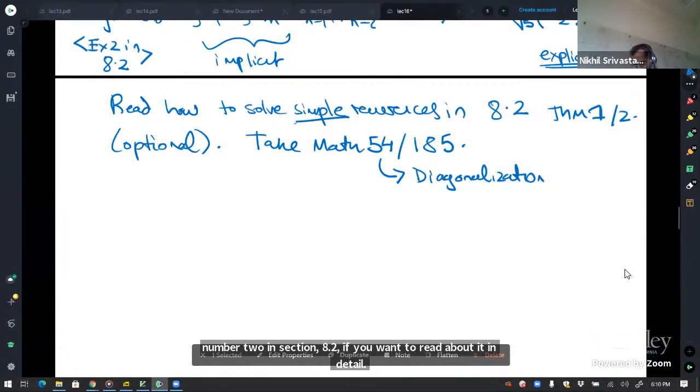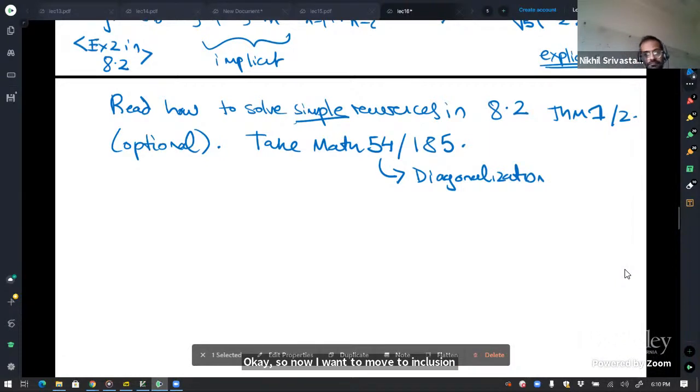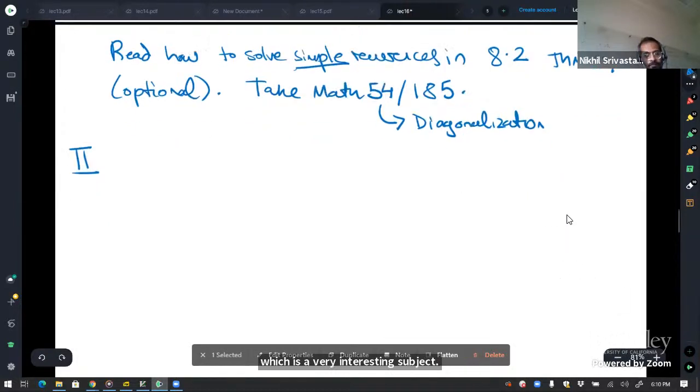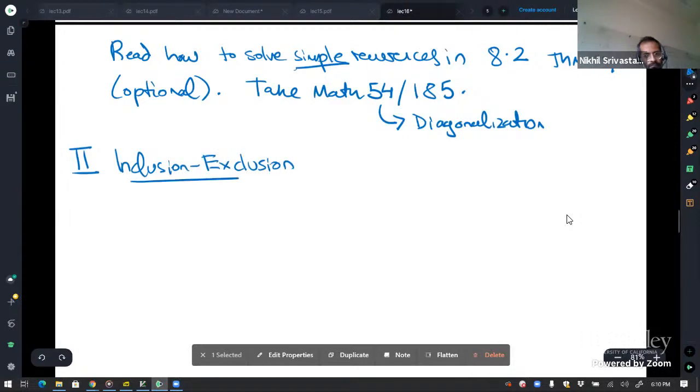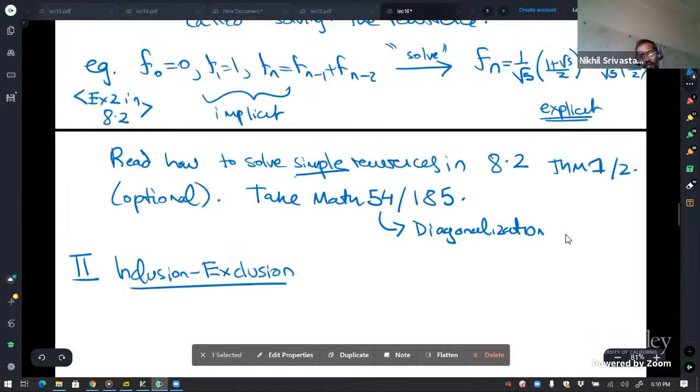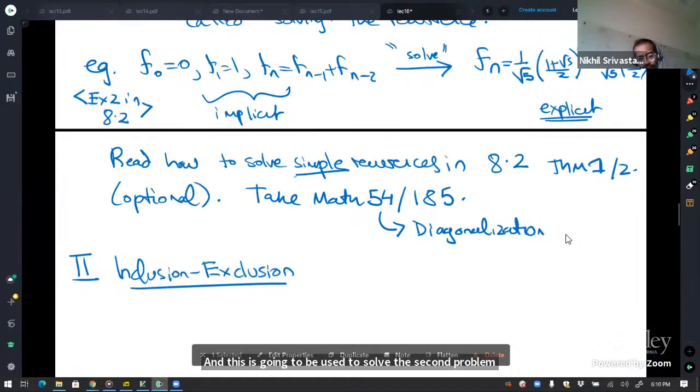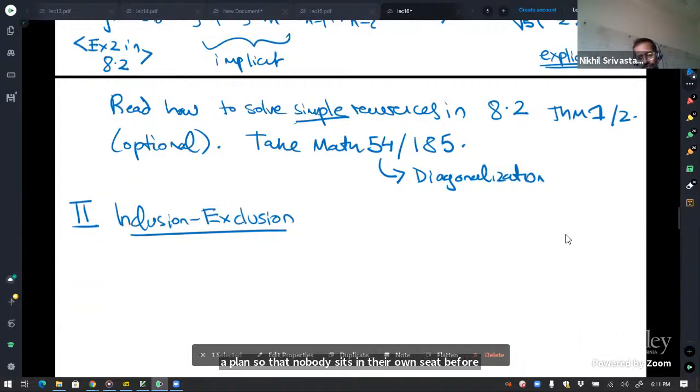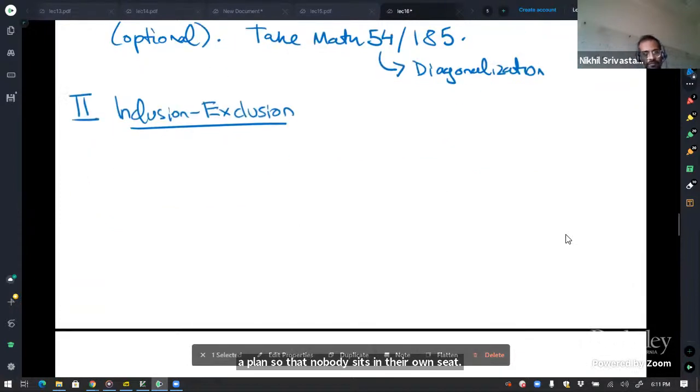Okay, so now I want to move to inclusion-exclusion, which is a very interesting subject. And this is going to be used to solve the second problem. How many ways are there for these passengers to sit on a plane so that nobody sits in their own seat? Now, before I solve that problem, let me tell you the general principle.